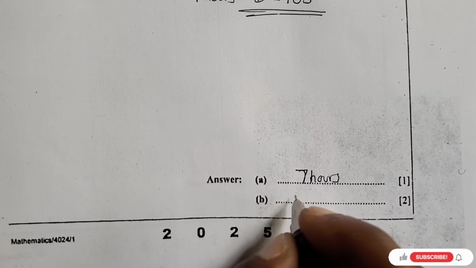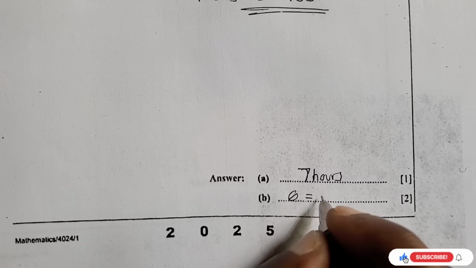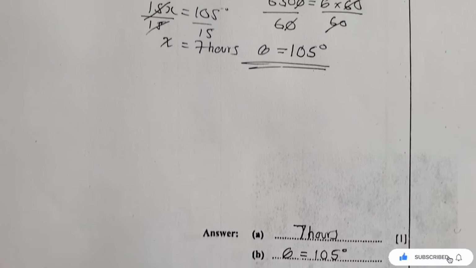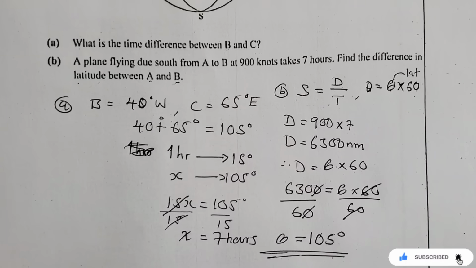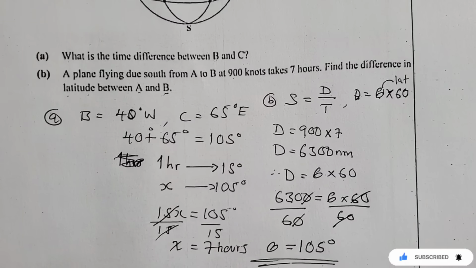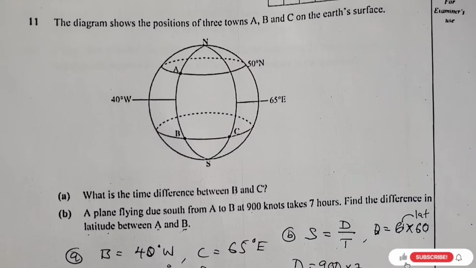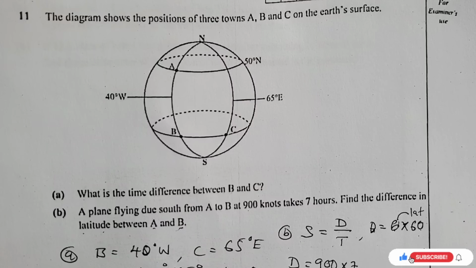We write our answer as theta equals 105 degrees. That's the difference in latitude. So we've answered this question, which is question 11.